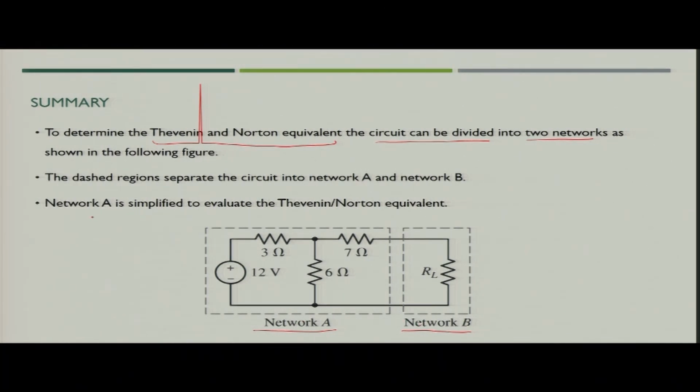So, what next is that network A is simplified to evaluate either Thevenin or Norton's equivalent. So, you will see terminal AB here. The left of this would be having either Thevenin or Norton's equivalent, so that you can solve it by adding that equivalent to the resistance, or that is the network B, and find out the circuit variables across RL.